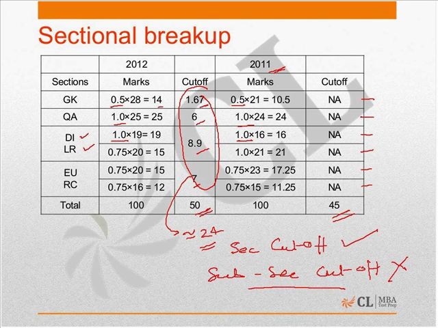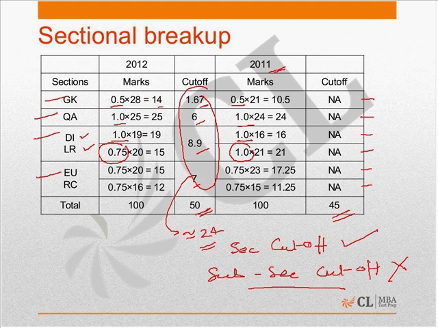NR has varied from 0.75. In fact, if I remember correctly, sometimes it was a little below 0.75 also to 1. This keeps on fluctuating. So GK, Quant, DI typically these are fixed, and so is EU. RC again there is a variety.